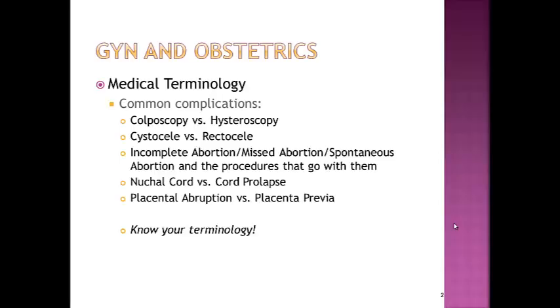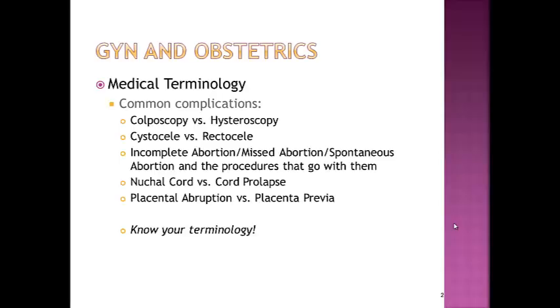with the OBGYN unit. What is the difference between a colposcopy and a hysteroscopy? Both of them end in oscopy, which means we're going to be looking at them through a scope, but we are looking at different structures. It's another one of those situations where you could do a hysteroscopy on a patient and do an incidental colposcopy as well, but you can't do a colposcopy and also do an incidental hysteroscopy. Understand?